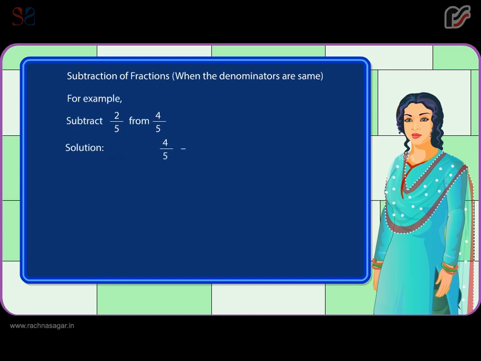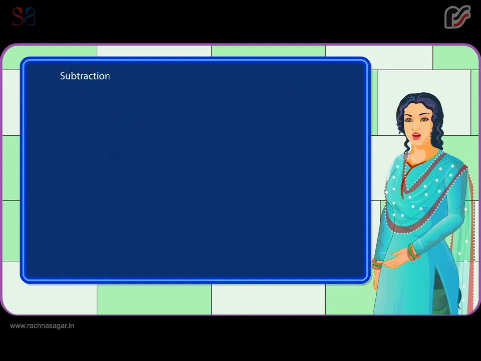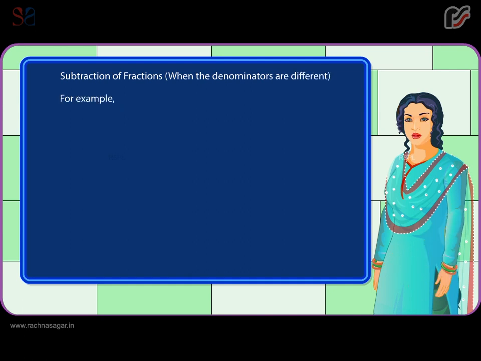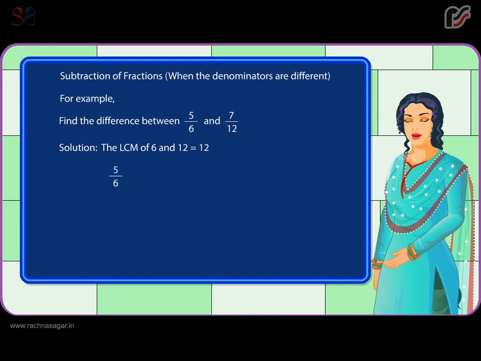Solution: 4/5 minus 2/5 is equal to 2/5. Subtraction of fractions when the denominators are different. For example, find the difference between 5/6 and 7/12. Solution: the LCM of 6 and 12 is equal to 12. So, 5/6 into 2/2 is equal to 10/12 and 7/12.